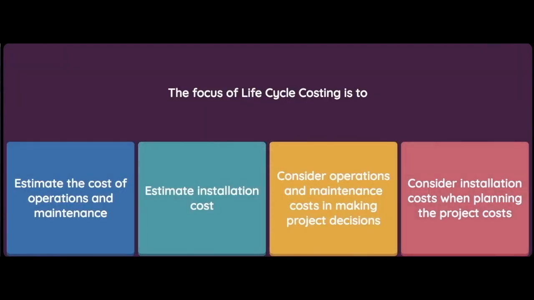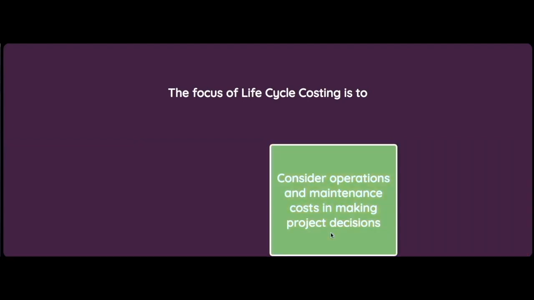Third question. The focus of life cycle costing is to: first, estimate the cost of operation and maintenance. Second, estimate installation cost. Third, consider operation and maintenance costs in making project decisions. Fourth, consider installation costs when planning the project costs. The correct answer is 2. The focus of life cycle costing is to consider operations and maintenance costs in making project decisions.